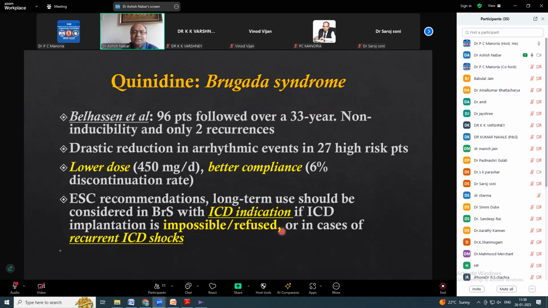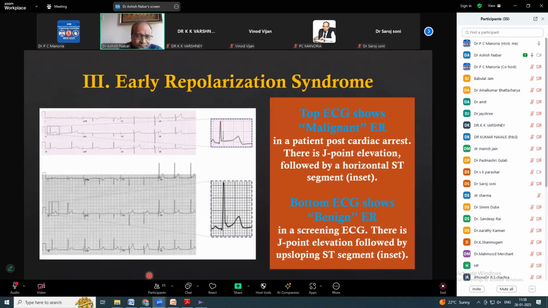Or if sometimes patients are given an ICD but they have recurrent ICD shocks, then quinidine will reduce your VT storm related to these recurrent shocks. The third indication is early repolarization syndrome. Now, early repolarization changes in the infralateral leads are the ones to be seen carefully.